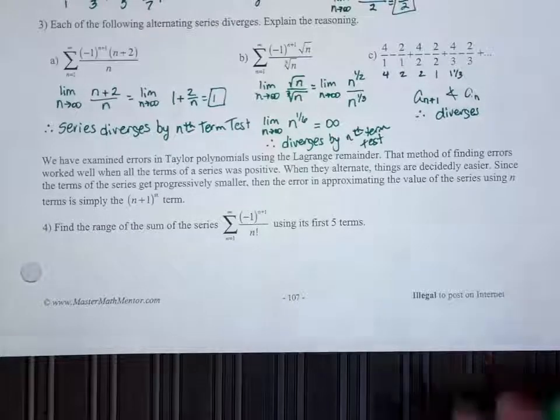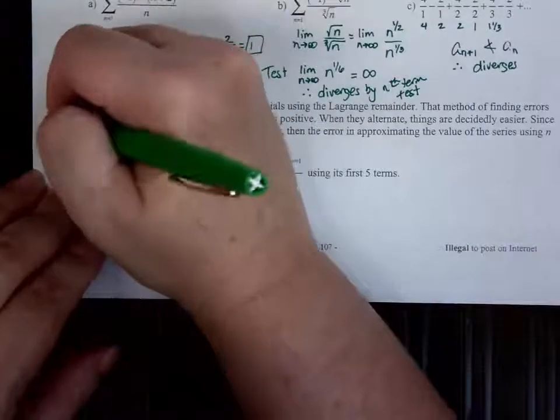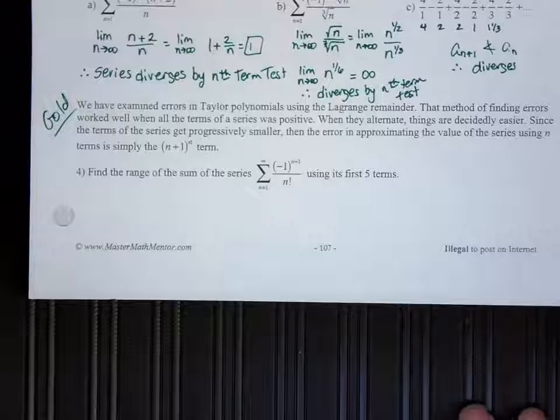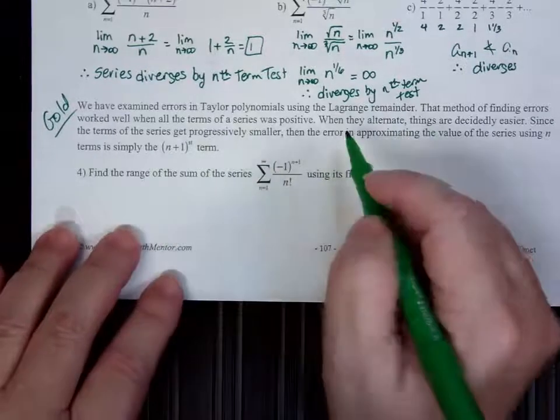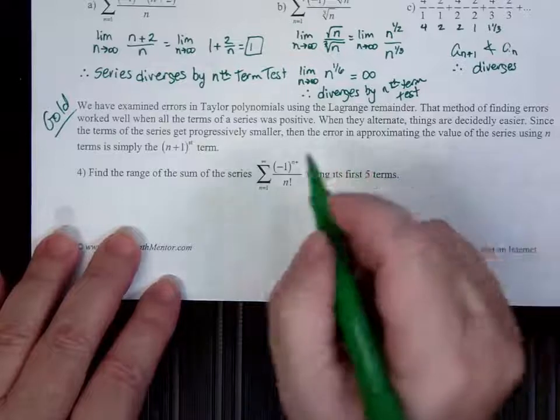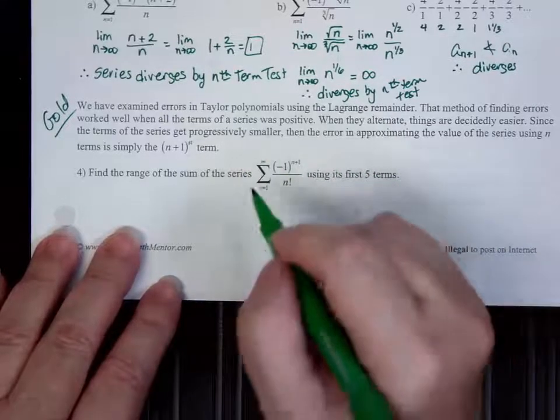Do me a favor, please, and next to the next section, I want you to write the word gold. The reason I want you to write it is because it is the gold piece of paper on your flip chart page that this is referring to. Now, we have talked about remainders before, in terms of Taylor polynomials. But alternating series do something really cool.